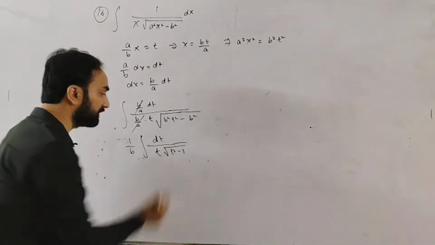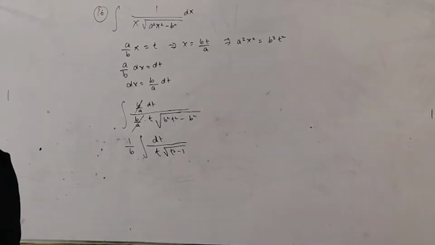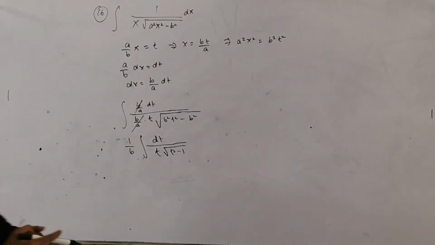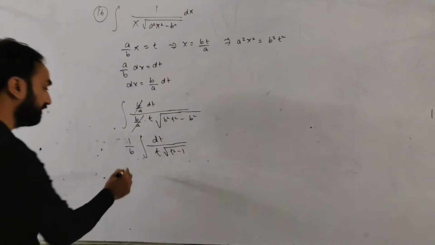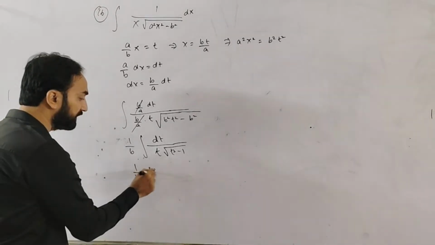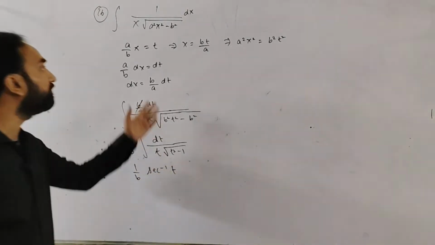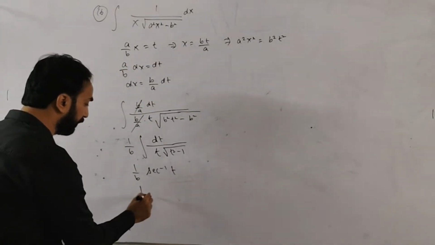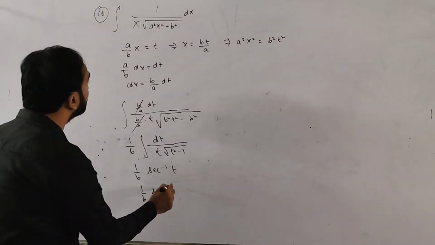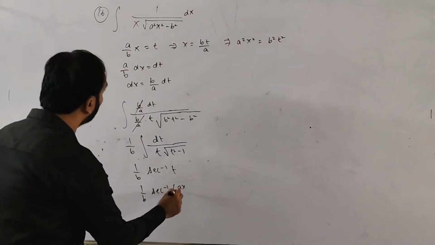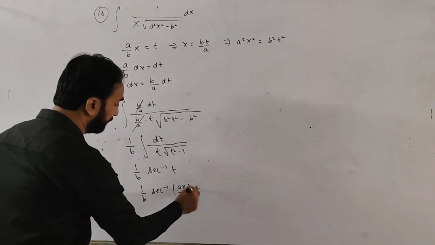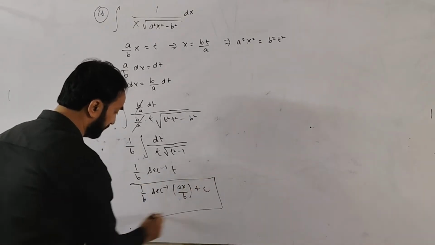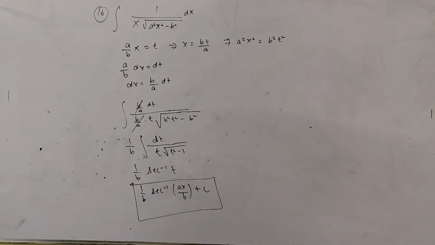Now this is the integral we know, right? There is a direct formula for it, that is secant inverse t. So I will write it as secant inverse t. But what is the t we have taken? T we have taken as ax upon b. So I will write it as 1 upon b secant inverse ax upon b plus c. So this will be the final answer in this case. Correct? So I hope you got 1 upon b secant inverse of ax upon b plus c.